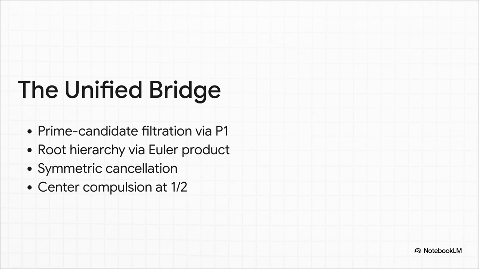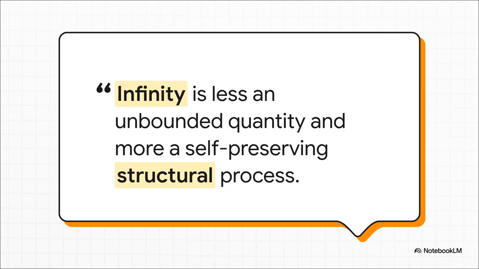When you pull it all together, the prime field architecture makes a super compelling, neutral case for a unified mathematical blueprint. Our P1 lane filters the prime candidates, which perfectly aligns with the Euler product encoding. That's the foundational formula linking prime numbers together. On top of that, the multiplicative expansion of roots is perfectly canceled out by mirror symmetries, and the whole shebang compels a critical center firmly anchored right at 1/2. It strongly implies that the Riemann hypothesis isn't just some weird quirk of complex analysis, but a perfect, literal reflection of the geometric balance of the integers themselves. Infinity is less an unbounded quantity and more a self-preserving structural process.